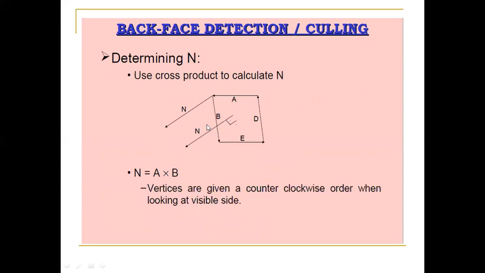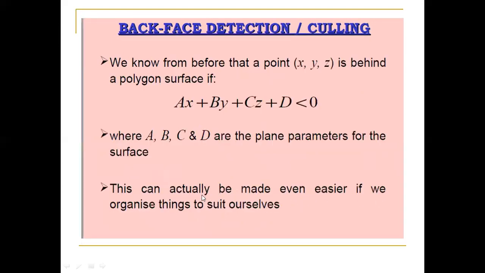Now I am considering a normal vector which is coming out of this particular surface. We take the two vertices in the anti-clockwise direction, vertex A and vertex B, and I am taking this surface. So here I will get two vertices A and B. So N will be equal to A cross B. The vertices are given in a counterclockwise direction when we are looking at the visible side.